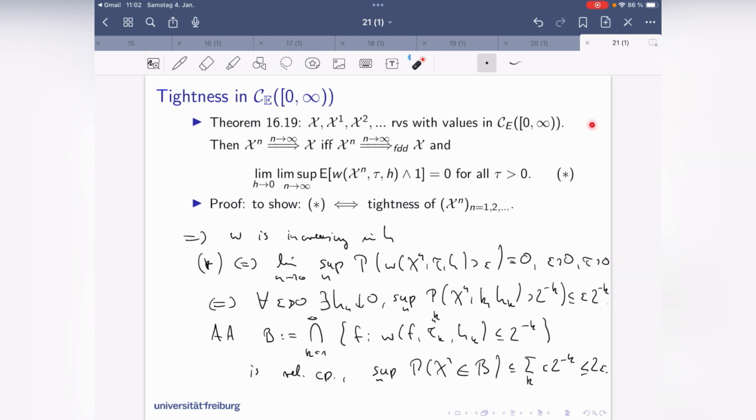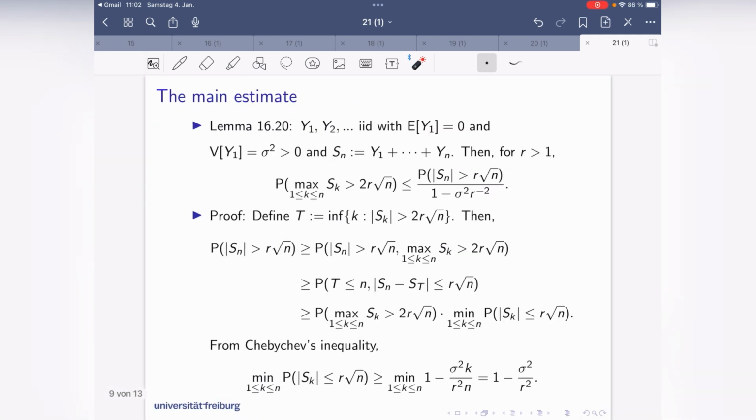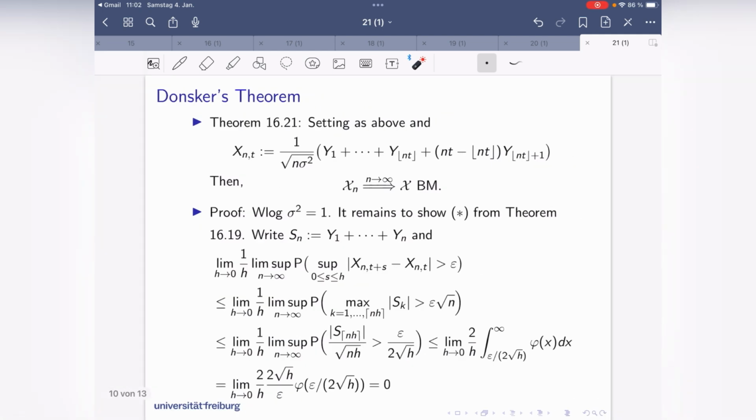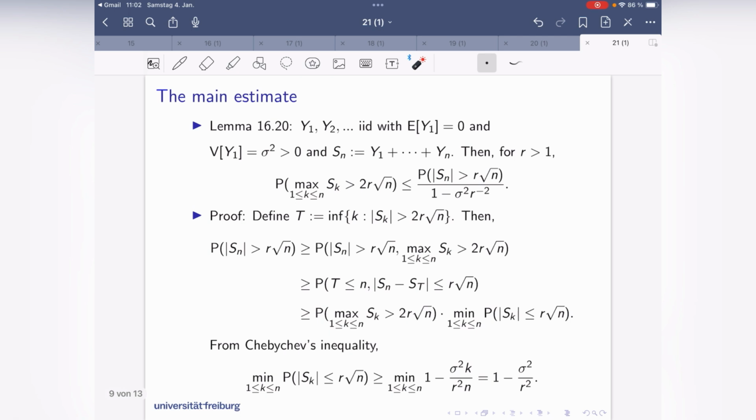Okay, now we have all this, and we come to the proof of Donsker's result. So that will be here, but we need one more step, one main estimate. I need this estimate, and the reason why I need it is also clear. I need to control the W, the modulus of continuity, in the proof of Donsker's theorem. And for this, I need to bound the maximal increment.